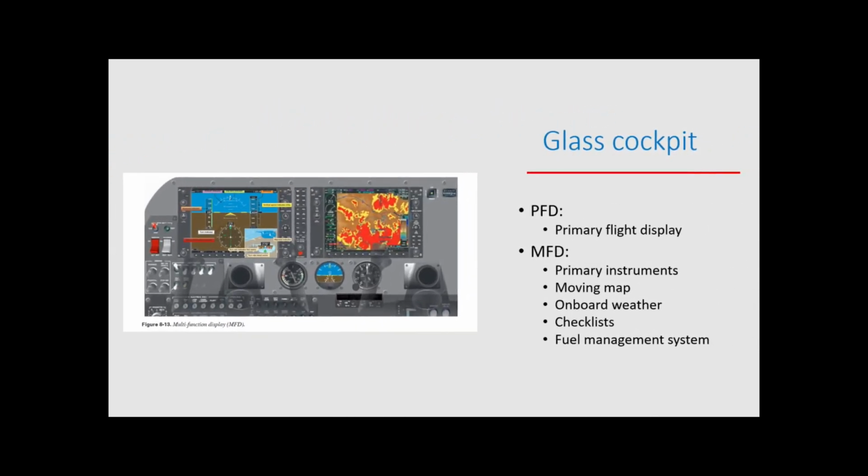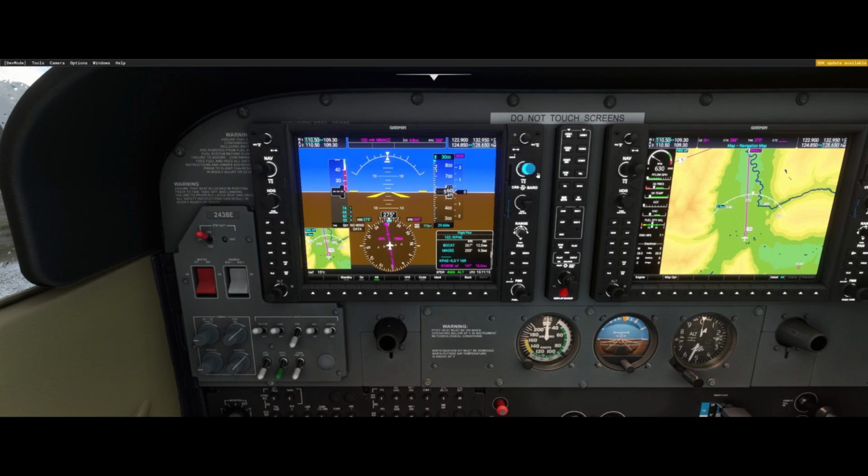Let's move on to the glass cockpit. In the G1000, we have two screens. There's the PFD, the primary flight display, and the MFD, the multifunction display. The primary flight display basically gives us our six-pack, and the MFD can give us everything from primary instruments, moving map, onboard weather, checklist, and fuel management systems.